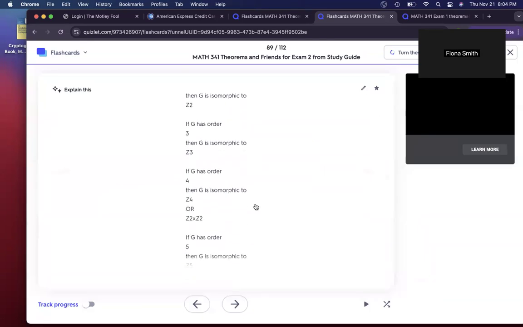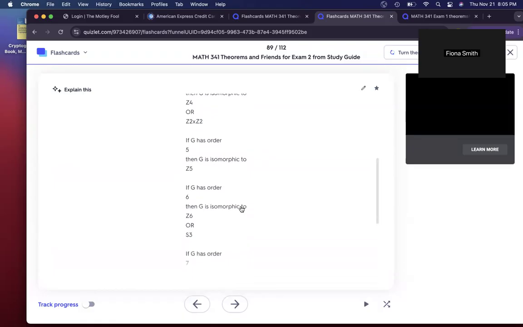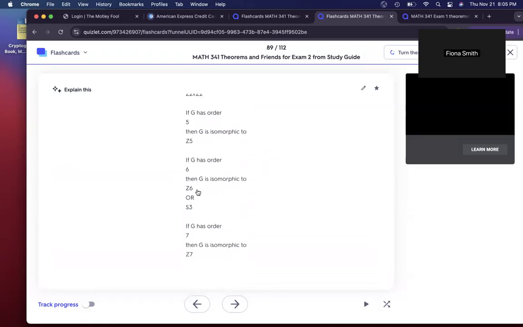If G is order 4, then G is isomorphic to Z4 or Z2 cross Z2. And we know which it is because if G has just one element of order 4, then it's isomorphic to Z4. If it doesn't, it's Z2 cross Z2. Order 5, isomorphic to Z5. Order 6, isomorphic to Z6 or S3, and we use abelian to check that. And order 7, isomorphic to Z7.